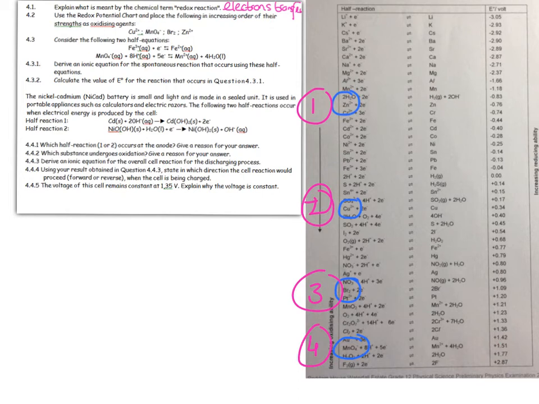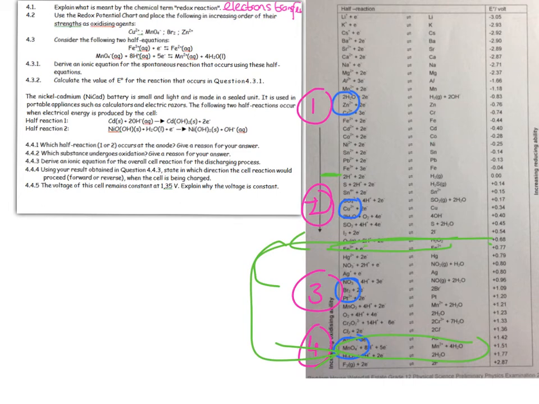Consider the following half equations. Those two are given over there. Derive the ionic equation for the spontaneous reaction that occurs using these half reactions. I first need to decide which one's higher and which one's lower. So I've got the iron 3 plus to iron 2 plus. It's a little bit of a tricky one. Here we go. It's over there. And then I have got the permanganate down there. So if I want a spontaneous reaction, the iron will have to go backwards and the permanganate will have to go forwards. So I'm going to do exactly that.